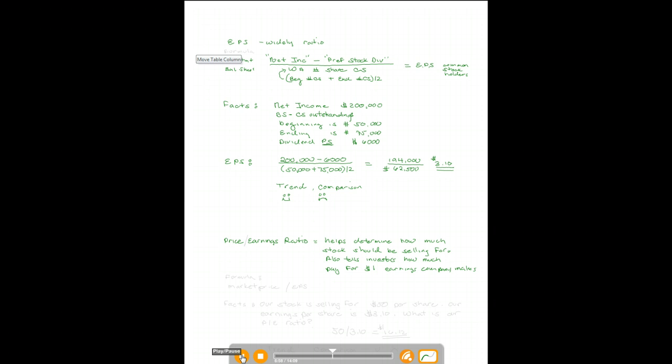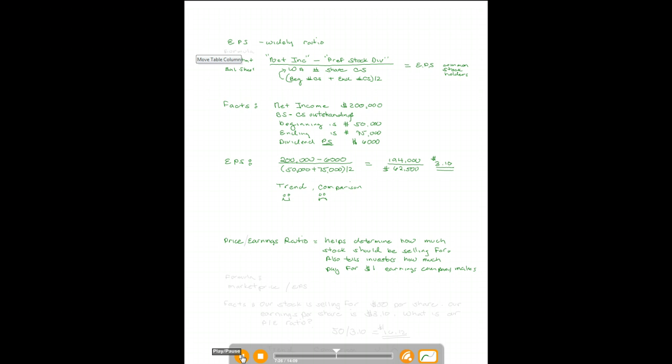Price-earnings ratio is a great tool to help determine how much you should be willing to pay for a share of stock. It also lets investors know about how much each dollar that they have invested earns for how much a company makes. It's a great way to also spot if a company is undervalued or overvalued. The common price-earnings ratio is somewhere around 15, but it varies by industry.